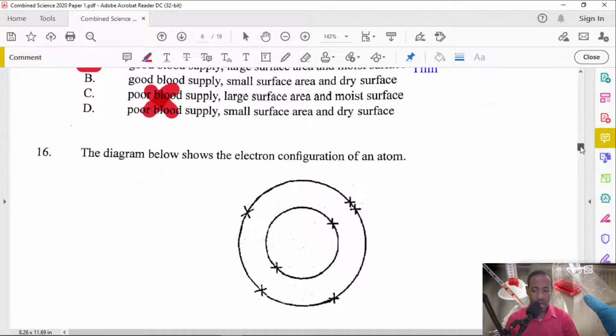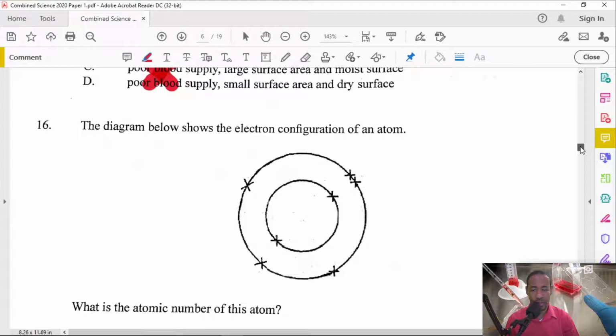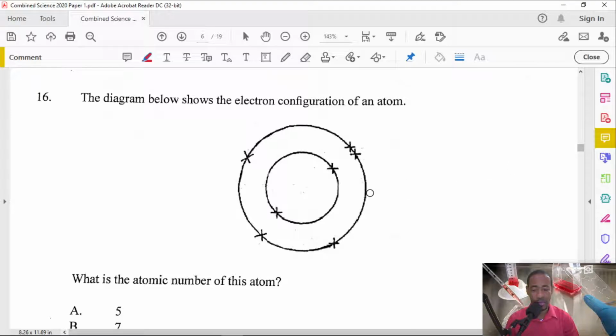And number 16 reads now, they say the diagram below shows the electron configuration of an atom. And the question is asking now, what is the atomic number of this atom? All right, so let's go a little bit more. First and foremost, what you need to understand right here is that the number of electrons is the same as the atomic number, and the same thing as the number of protons as well.